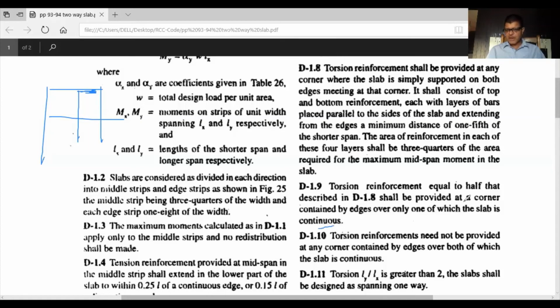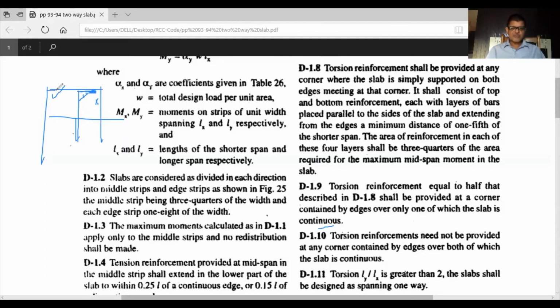One of which the slab is continuous. So this slab is continuous, but this is discontinuous. So at this point here you will provide reinforcement, half of this provided at other points. So reinforcement here and reinforcement here will be different.